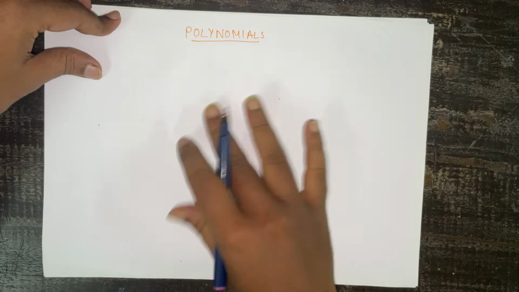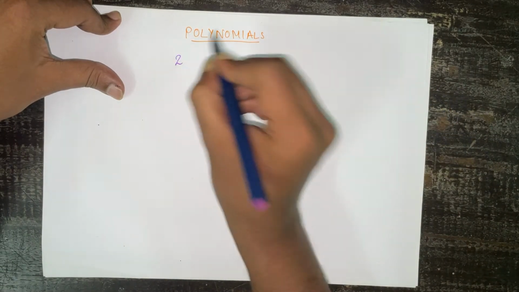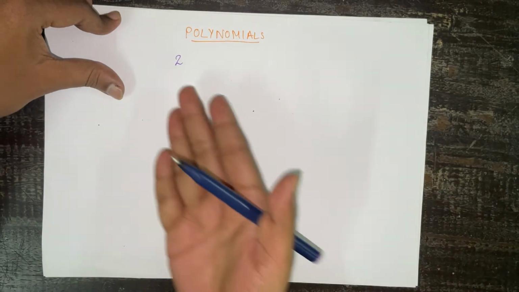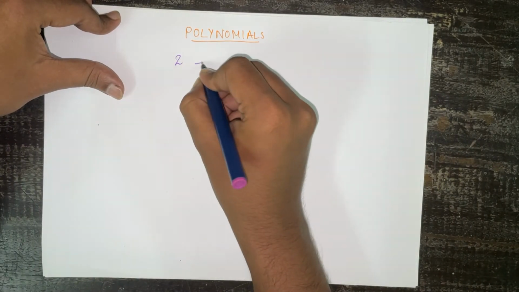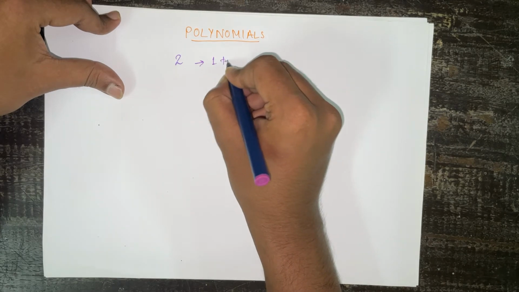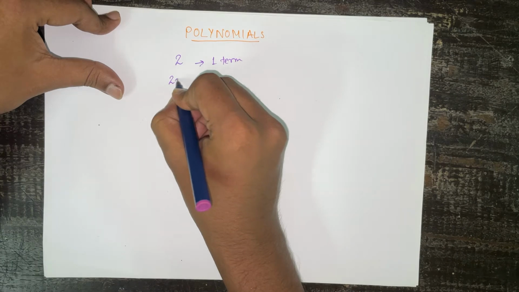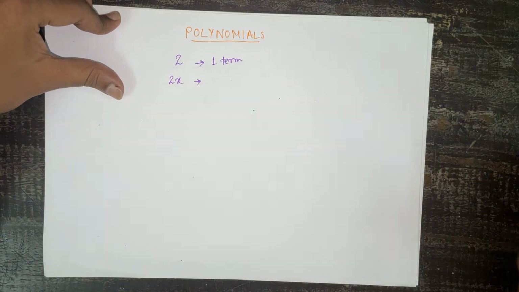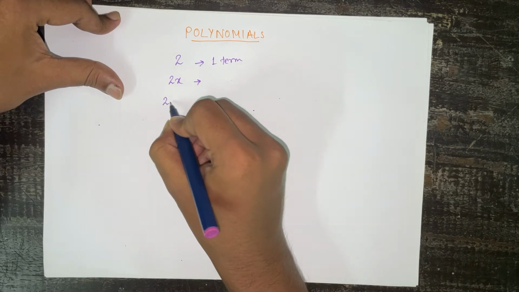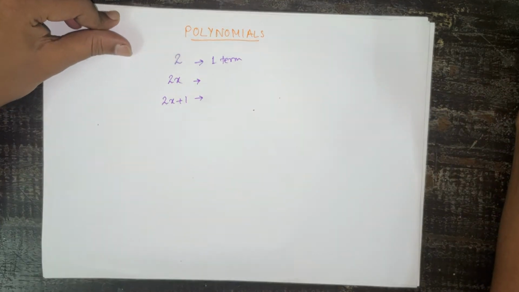The first thing we need to know is what terms are, okay? So suppose I write a number 2 and I ask you how many terms there are. Obviously, only a single number is there, so it is a single term. Now if I write 2x and ask you how many terms there are, and at the same time I write 2x plus 1, how many terms are there?